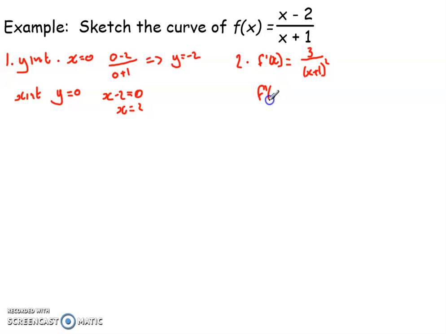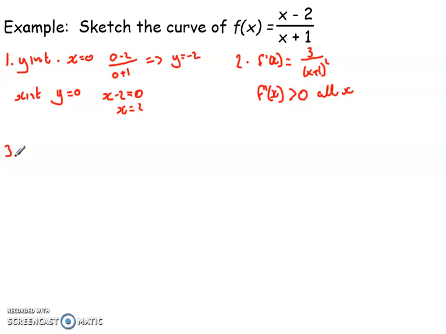So what I can say is that f dashed of x is greater than 0 for all x. So I know the function is always going to be increasing. It's always going to have that increasing look about it. It's never ever going to decrease at any point. Great. So that will help me with the shape.